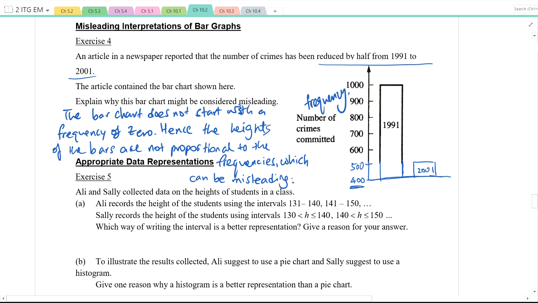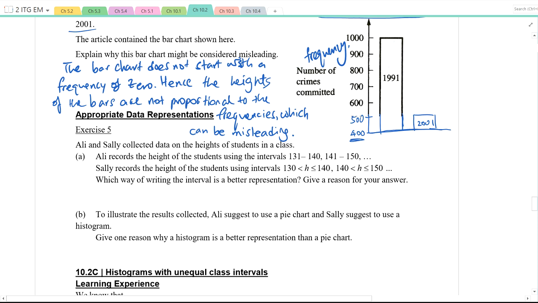Okay, so if we want to correct this chart over here, we should start from 0. So this being 400, this must be 300, this over here 200, 100, and 0 over here. So if I want to correct it, this is what my graph will look like now. Now, does it look like there's a reduction by half? No, it does.